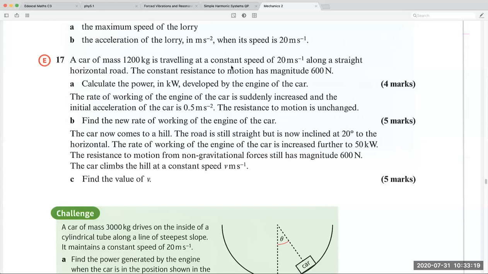Finish? Wait, so what's the rate of working? Is it like joules per second? Rate of working means power, right? Your rate of working, that means power. Okay, so joules per second.